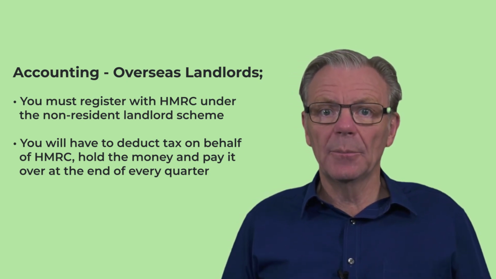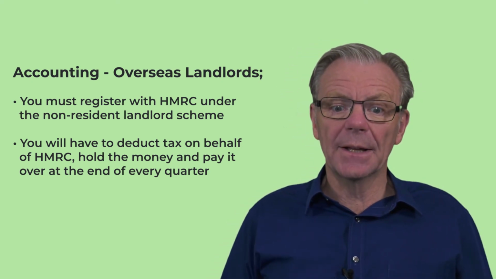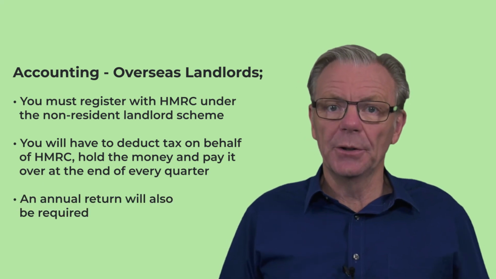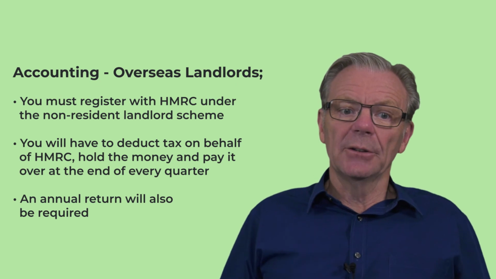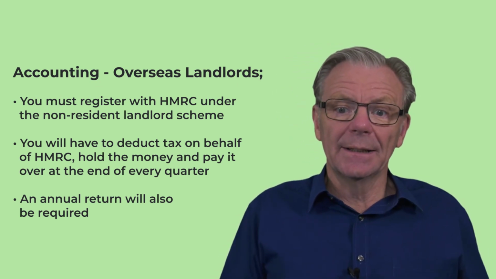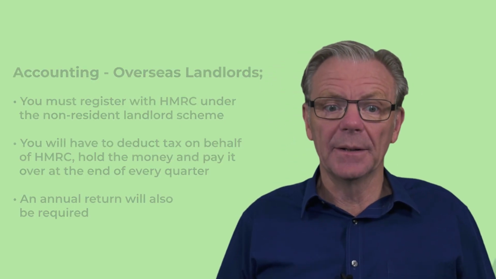You will have to hold that money and then pay it over to HMRC and account for all that at the end of every quarter. There will be an annual return that's required as well. This annual return will give details of all the landlords who have had tax deducted, the gross rent collected, any expenses incurred, and the tax that has been paid.